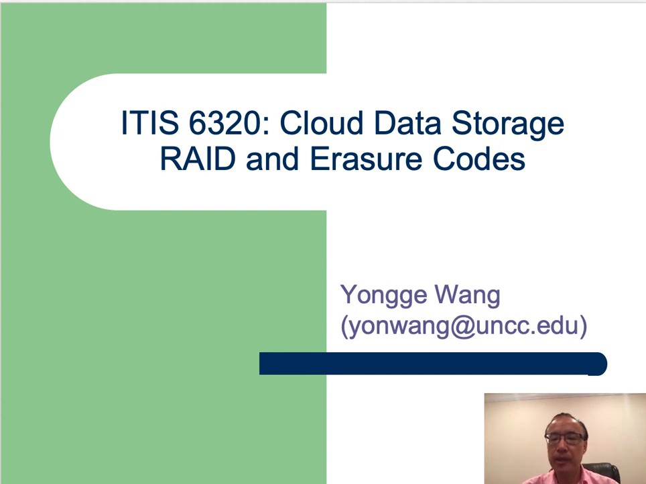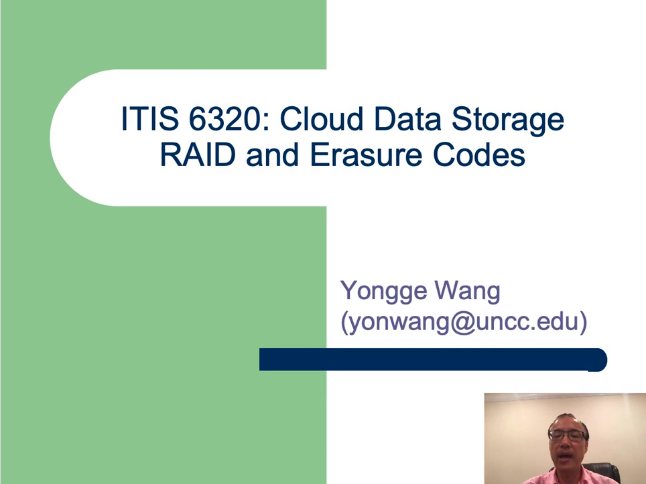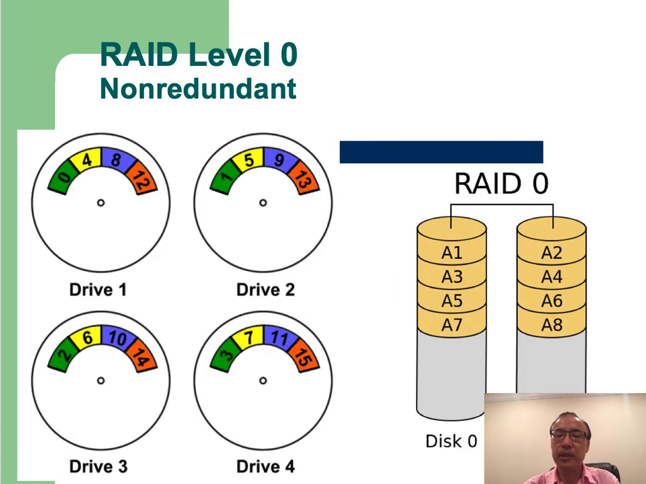During this week, we will talk about cloud data storage, RAID and erasure code. First, we talk about different RAID levels. RAID normally refers to a redundant array of independent disks. First, we talk about RAID 0.